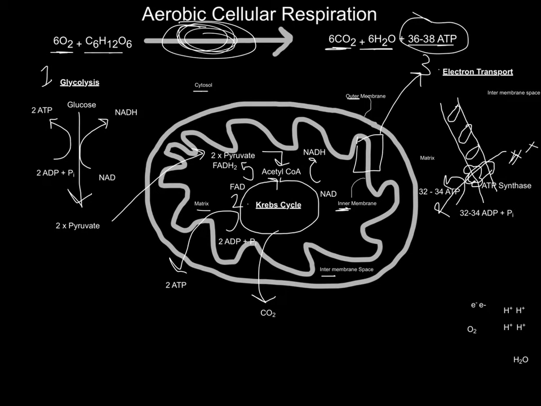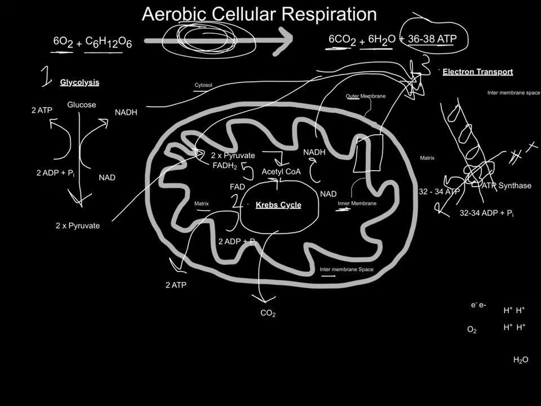The way we provide it with electrons, if you remember, is that in glycolysis we produced NADH, so it would travel over to the electron transport chain. Then in the Krebs cycle we produced FADH2, so it also travels over to the electron transport chain. And also in the Krebs cycle we produced more NADH, and it also travels to the electron transport chain. So we're supplying the electron transport chain with the hydrogen ions and electrons that were produced in glycolysis and the Krebs cycle.